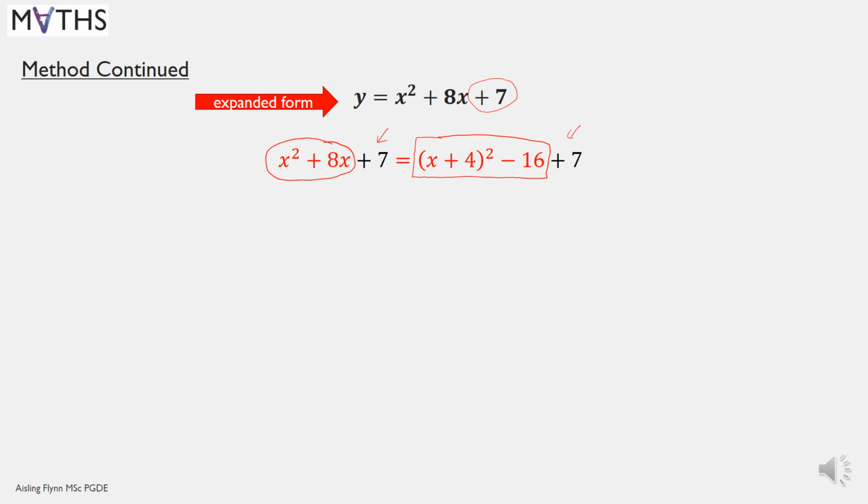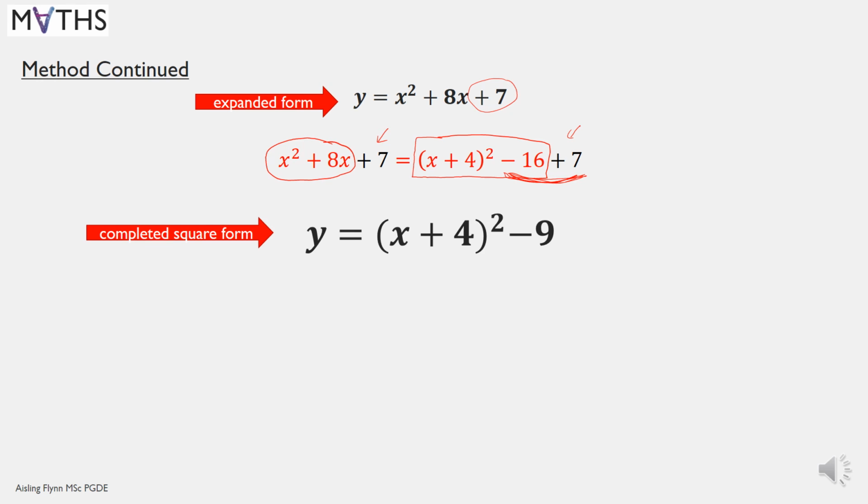Okay, the last step we're going to do is simplify the expression by adding those two constant parts. And so you get y equals x plus 4 to be squared minus 9, because minus 16 plus 7 is minus 9. And now we've converted it to the completed square form. Okay, so this is what we wanted because it gives us lots of information.